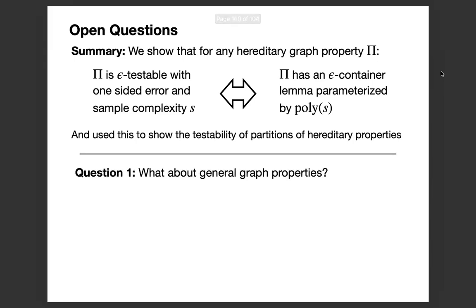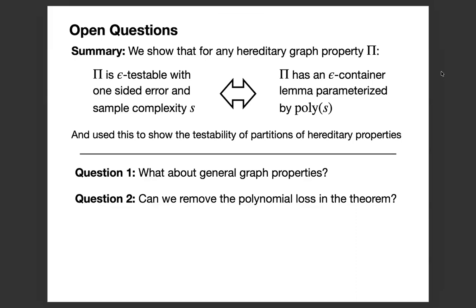And so I think some natural open questions, honestly, a lot of these were brought up by you guys today. Can we say anything for general graph properties, so not hereditary properties? There is that one step in the proof that breaks. When we go from being testable to having a container lemma, this whole independent set thing breaks. We do have some ideas towards this, but there are some challenges.